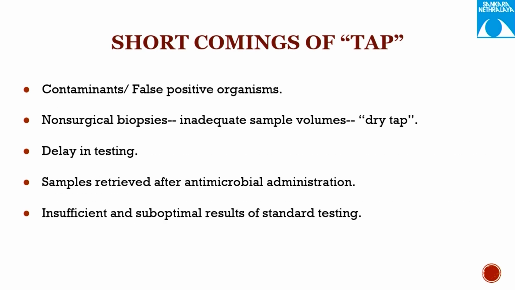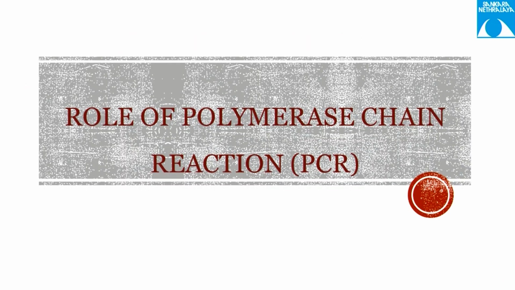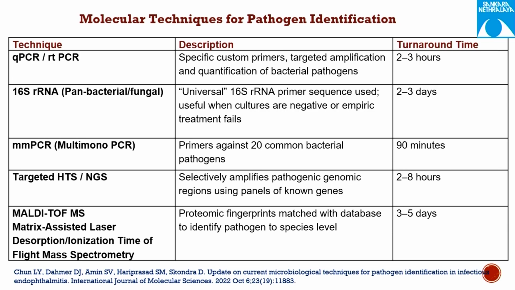So coming to shortcomings of TAP: contaminants or false positive organisms, as we had discussed. Non-surgical biopsies, when there are inadequate sample volumes, it's called dry TAP. There may be a delay in testing, samples retrieved after antimicrobial administration, and insufficient and suboptimal results of standard testing. So what is the role of polymerase chain reaction in sample processing?